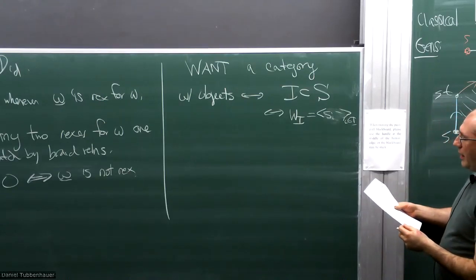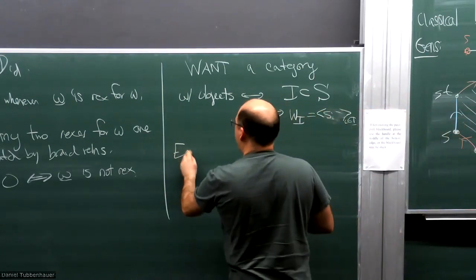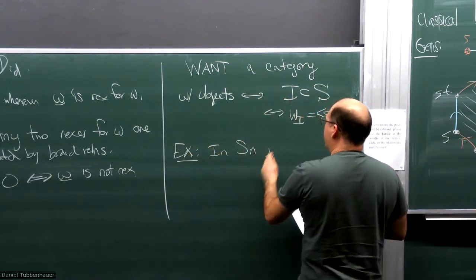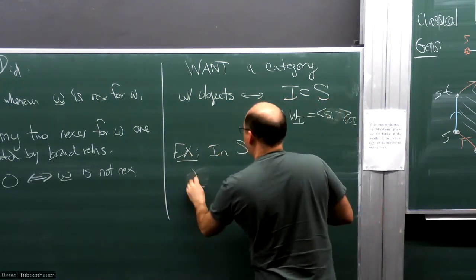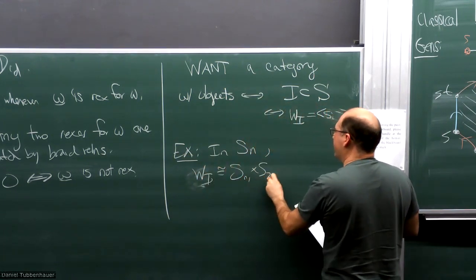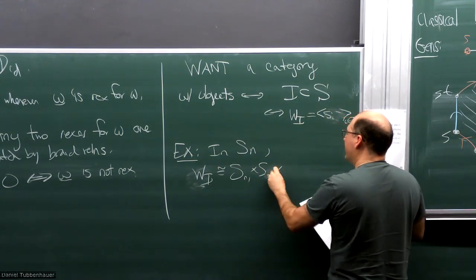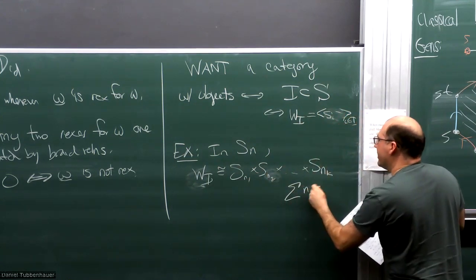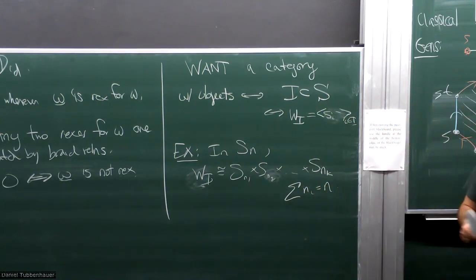And in the symmetric group, these parabolic subgroups look like a product of smaller symmetric groups, S_M1 times S_M2 and so on, where the sizes add up to M. That's your typical example of a parabolic subgroup.